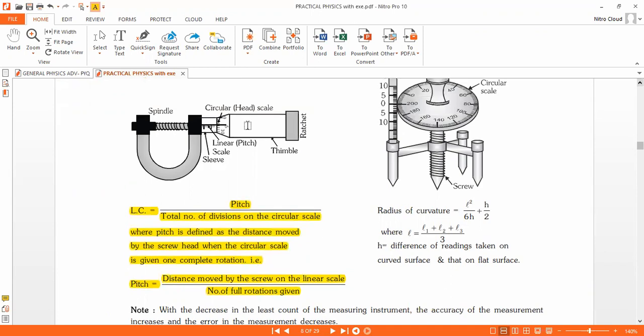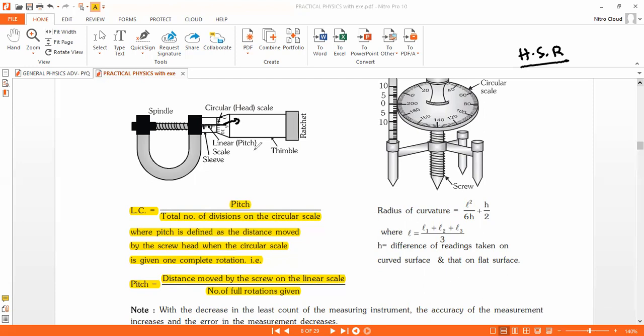That means, see here, between the jaws I will keep an object. Whenever this pitch scale horizontal line is there, this line, can you see? Wherever it touches the circular scale, that will be the head scale reading. That is HSR, head scale reading.